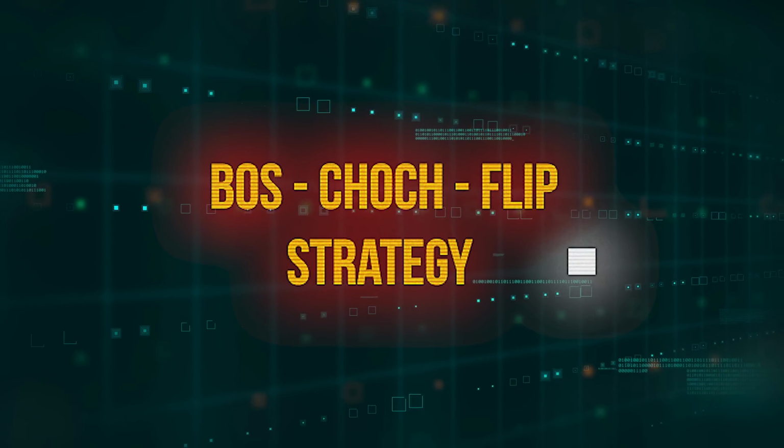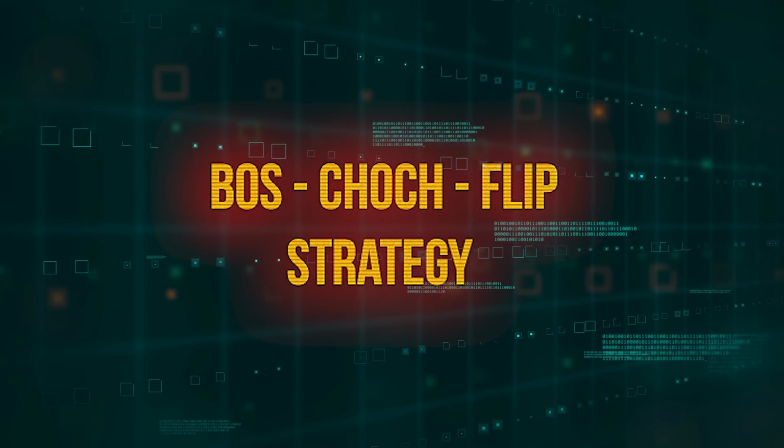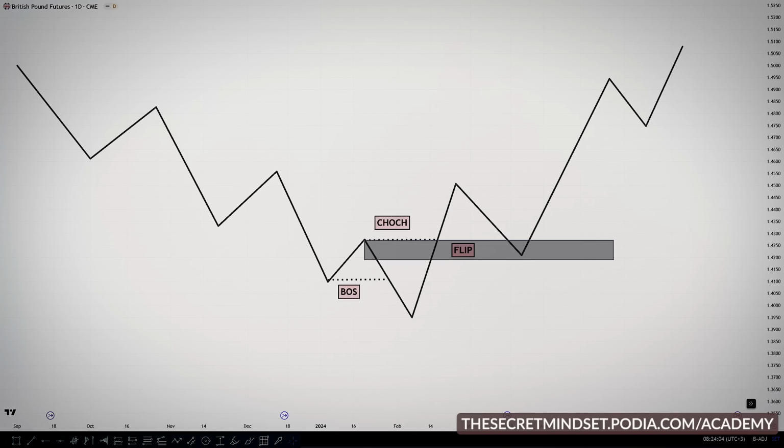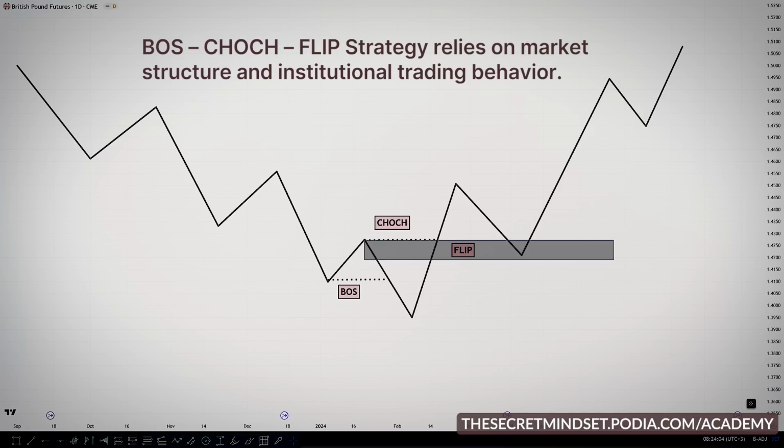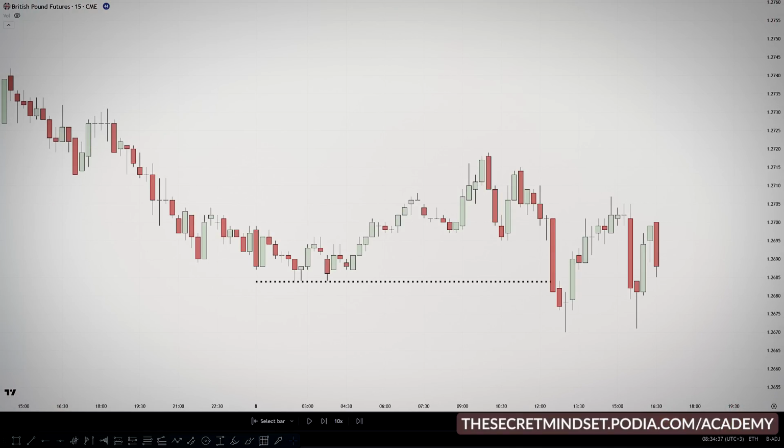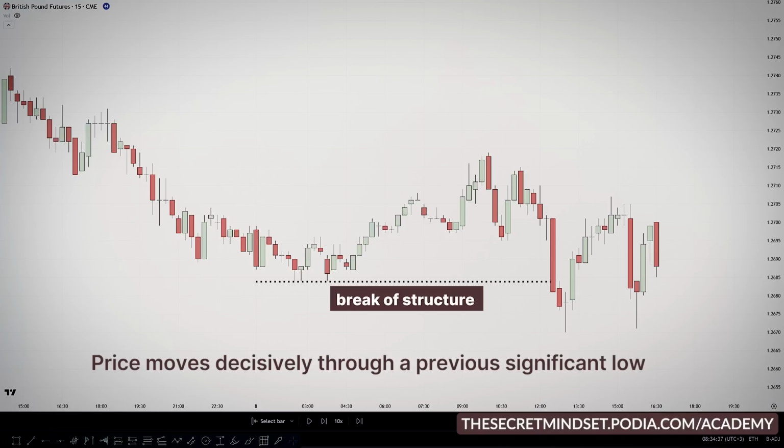The first price action strategy relies on market structure and institutional trading behavior. This is the model we are looking for. So let's break down a buy signal step by step. The first thing to spot is a break of structure. This happens when price moves decisively through a previous significant low.